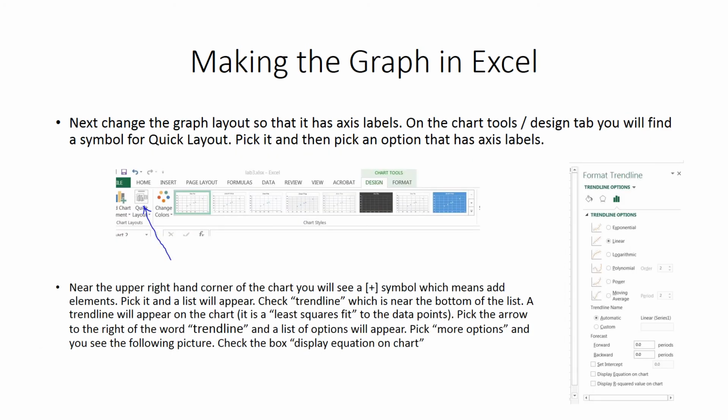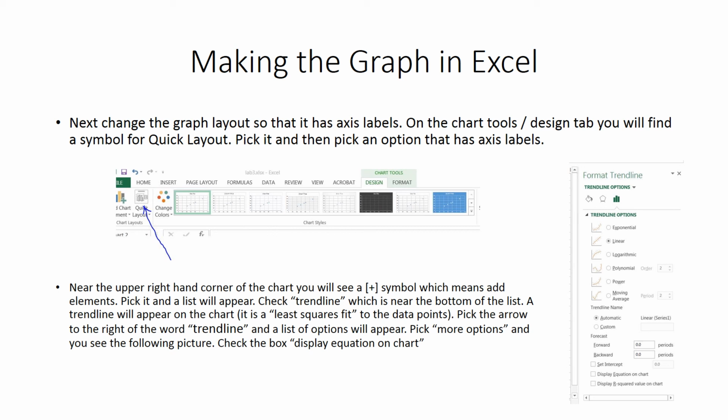The chart, as it stands right now, doesn't have some features we'd like on it, such as labels on the axis. So what we want to do is change the graph layout. You do that by picking the Chart Tools Design tab, and near the left you'll see a symbol that says Quick Layout. Pick it, and a bunch of choices will appear. You can pick one that has labels on the axis, and when you do that, the chart will change and have spots for you to enter those labels.